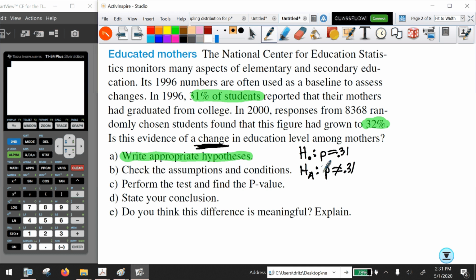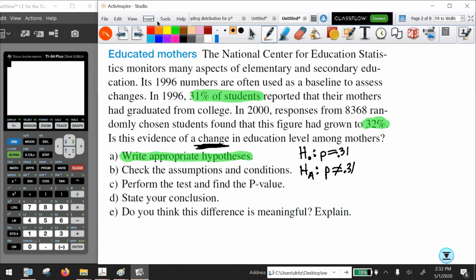And this type of alternative hypothesis is called a two-tailed alternative hypothesis because we're going to investigate the plausibility of obtaining such a percent by seeing how likely it would be for our sample proportion to deviate on either side of 31%.